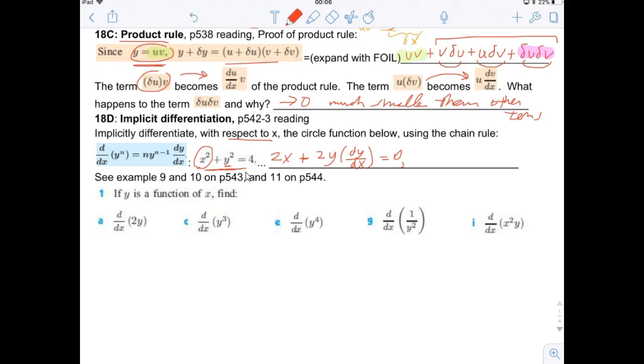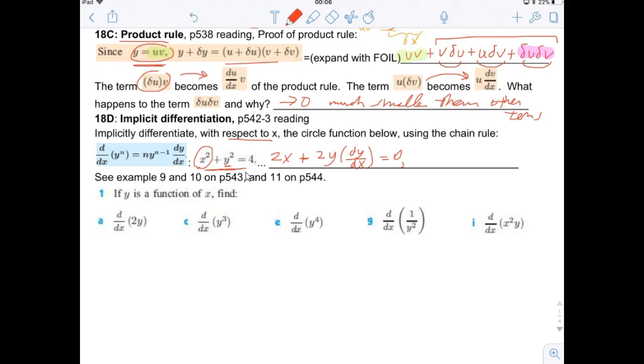Now that we have everything implicitly differentiated, let's make an expression with dy dx on the left side and everything else with x's and y's on the right side. Okay? So how we're going to do that is, first we're going to subtract 2x from both sides.